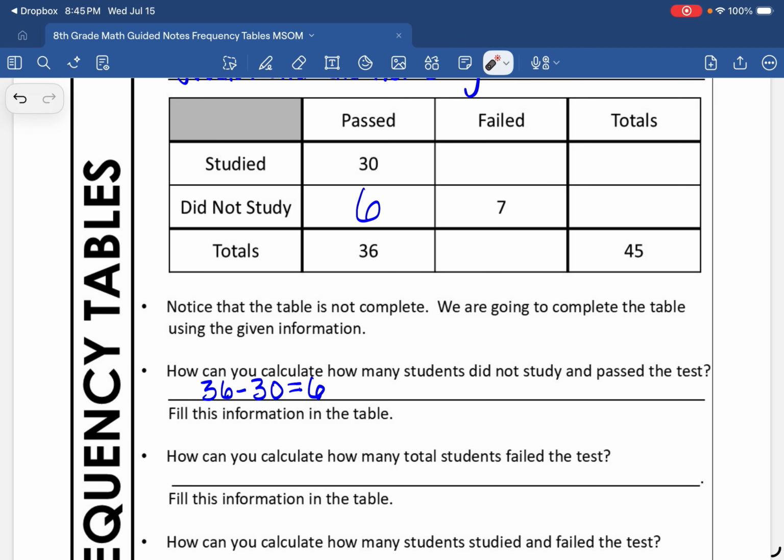How can you calculate how many total students failed the test? So now we need to calculate the total students that failed. And it looks like I can do that using these two numbers right here. The total has to be 45. The number that passed is 36. So I can go 45 minus 36, which is 9, and that will give me how many students failed the test.